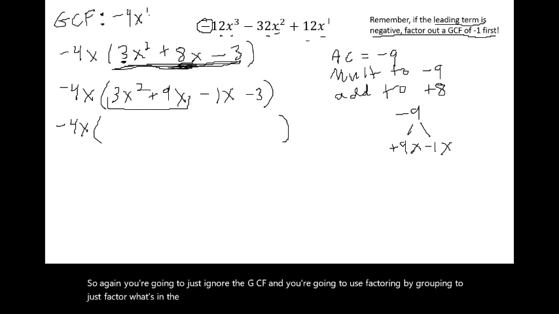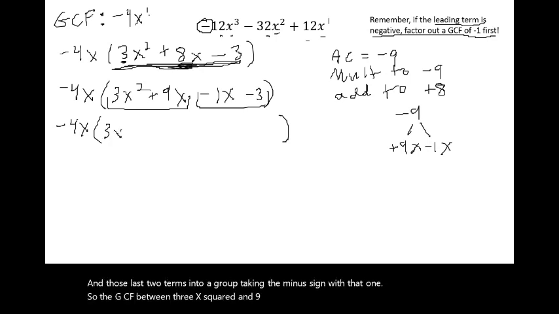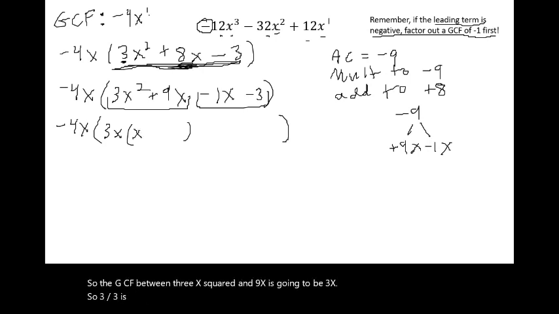So I'm going to put those first two terms into a group and those last two terms into a group, taking the minus sign with that 1. So the GCF between 3x squared and 9x is going to be 3x. So 3 divided by 3 is 1. 2 minus 1 is x to the power 1. And then 9 divided by 3 is positive 3. And then x to the power 0 cancels out.